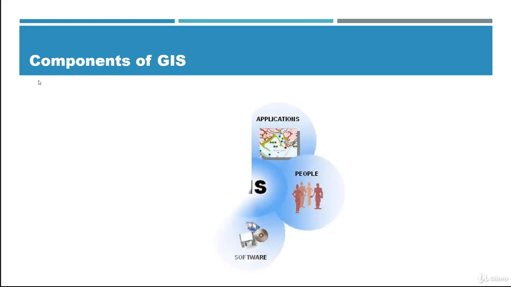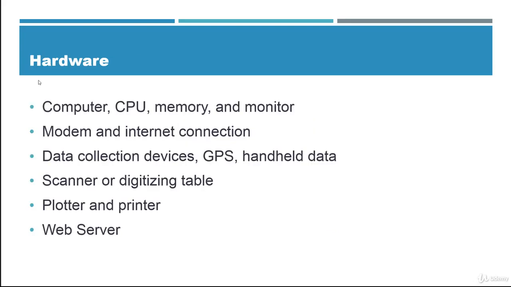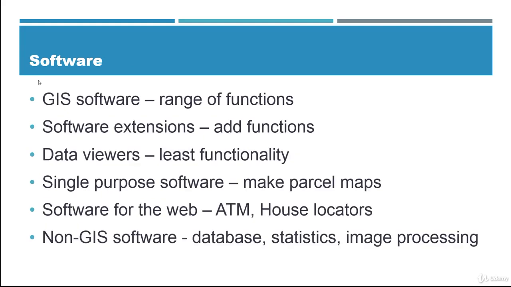What are the components of a GIS? An operational GIS has a series of components that combine to make the system work well. These components include hardware, software, data, people, and applications or methods. Hardware is the computer system on which a GIS operates. And software provides the functions and tools needed to store, analyze, and display geographic information.